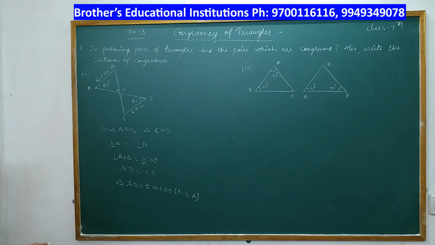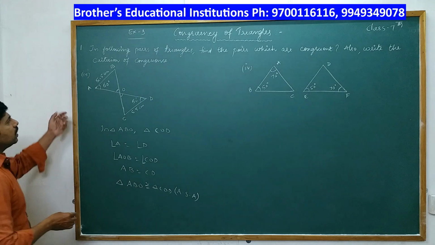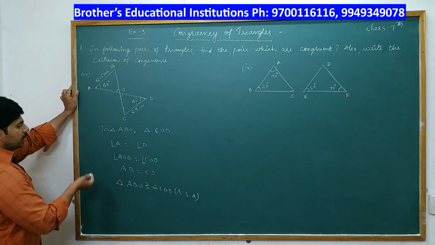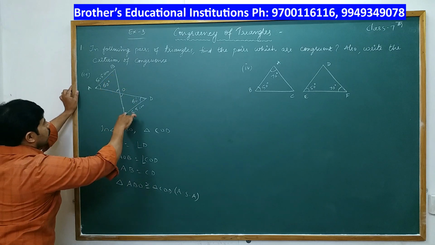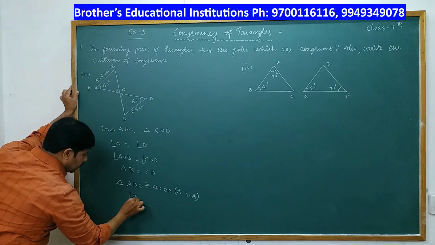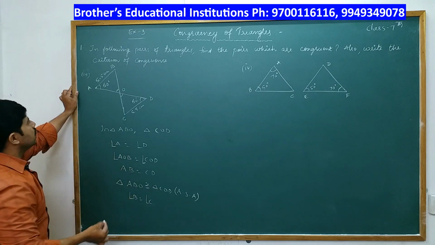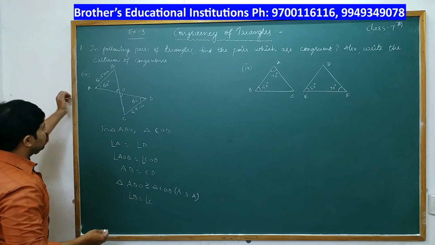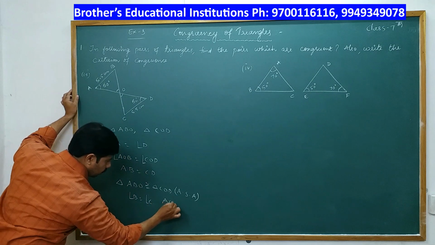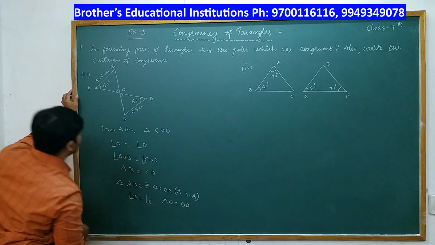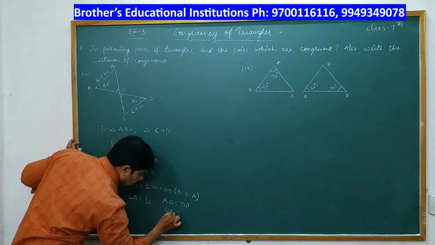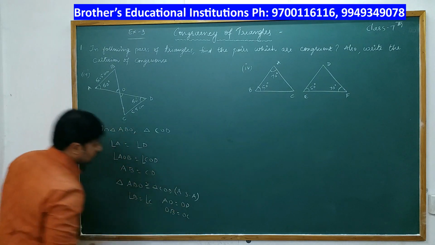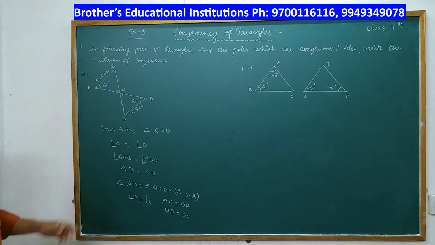As they are congruent, also write the corresponding parts. So what are the corresponding parts we can write? We can write angle B is equal to angle C, and we can say AO is equal to OD. Then after that OB is equal to OC. We can write like this. So these are the corresponding parts of this triangle which are equal.